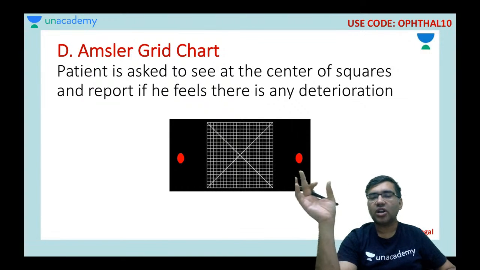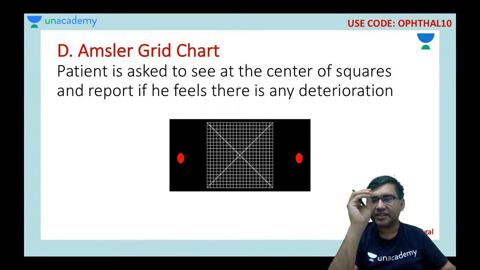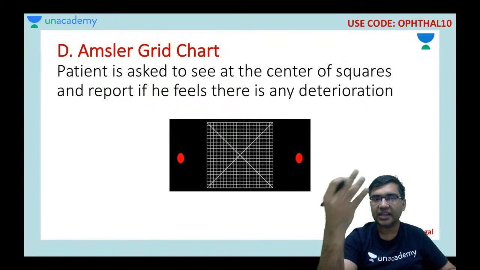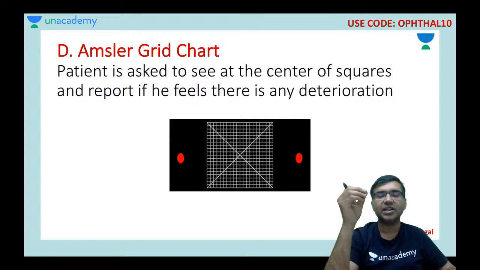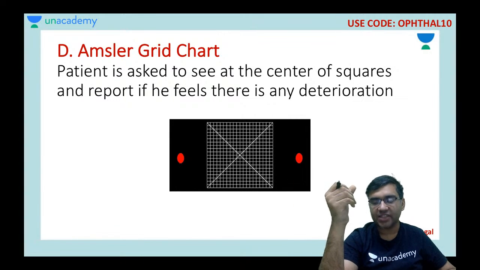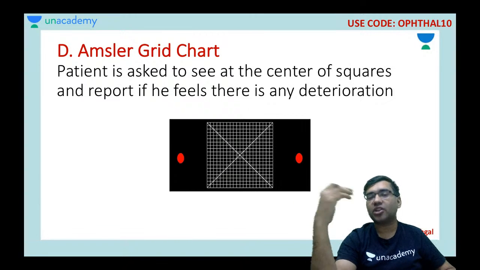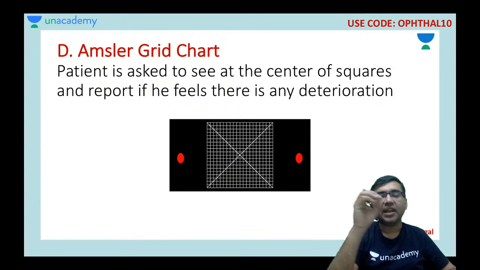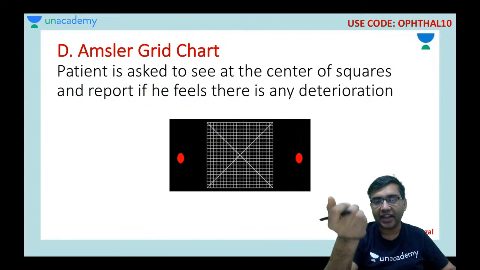But if he is not able to see the center of the square clearly, or there is a deterioration in the shape of the squares that he was seeing a few weeks back, this means there is a deterioration of the patient and this patient may need an intervention now.